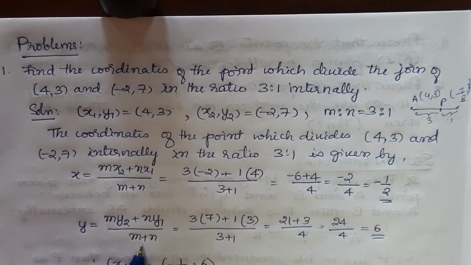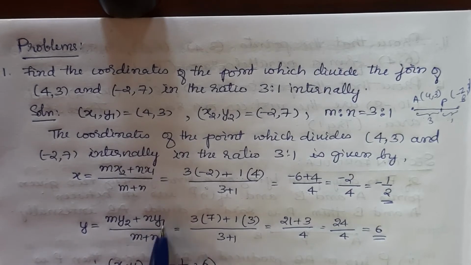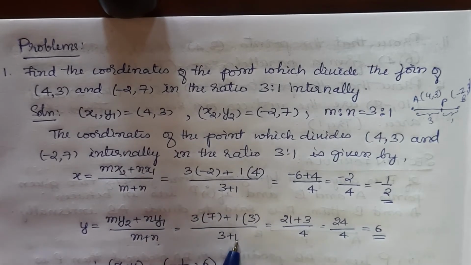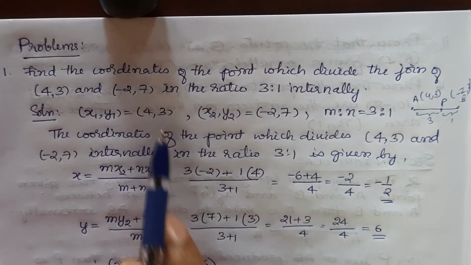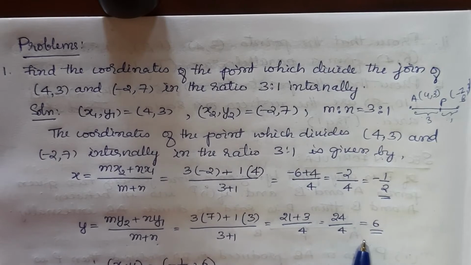Similarly, the coordinate of y is given by (my2 + ny1) divided by (m + n), and substitute for m, n, y2, y1. m is 3, n is 1, m plus n will become 3 plus 1. y2 is 7, y1 is 3. Therefore, substitute everything and simplify, we will get it as equal to 6.